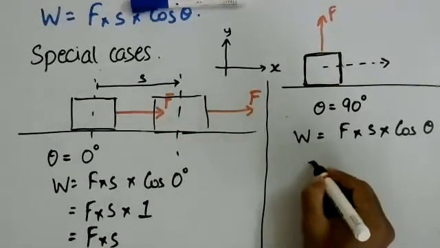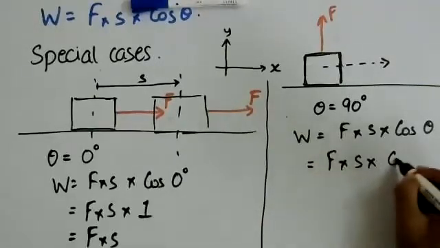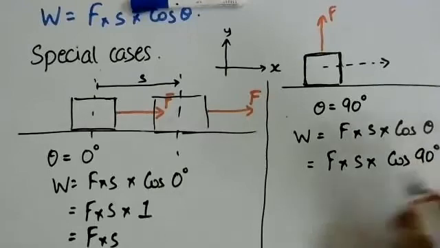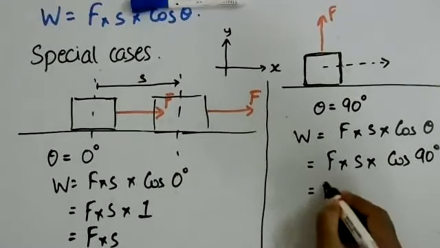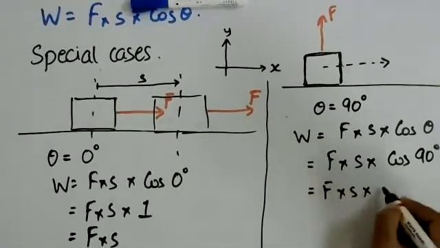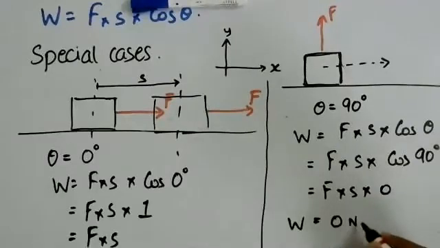So then you can write this as F times S times cos 90 degrees, and again looking at the calculator, the tables, or just knowing it from memory, you should know that cos of 90 degrees is equal to 0. So you get F times S times 0. So work done is equal to 0 newton meter.